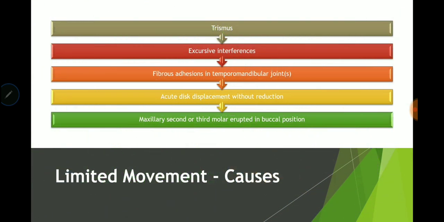All right, so limited movements of the mandible is caused by, one, trismus, two, some interferences, and three, fibrous adhesions of the TMJ and acute disc displacement without reduction. Acute disc displacement without reduction is going to cause some pain and also some limited movement. The maxillary second and third molars erupt in the buccal position, and this can cause problems too.